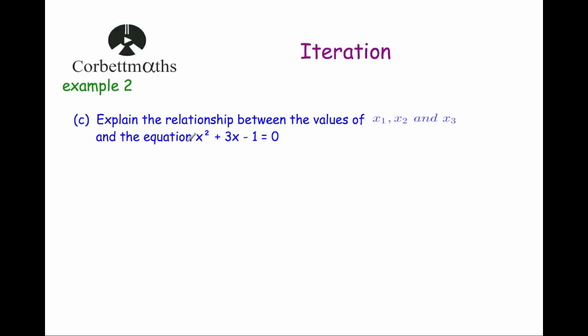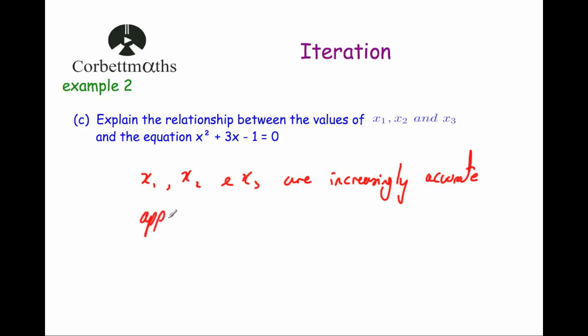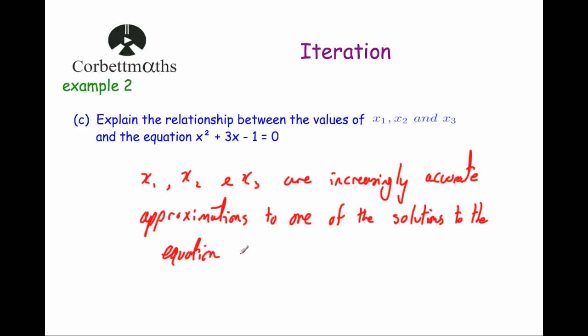Okay, in part C, that's really what this is asking us about. It's saying explain the relationship between the values of x1, x2 and x3 and the equation x squared plus 3x minus 1 equals 0. Well, x1, x2 and x3 are increasingly accurate approximations to one of the solutions to the equation x squared plus 3x minus 1 equals 0.